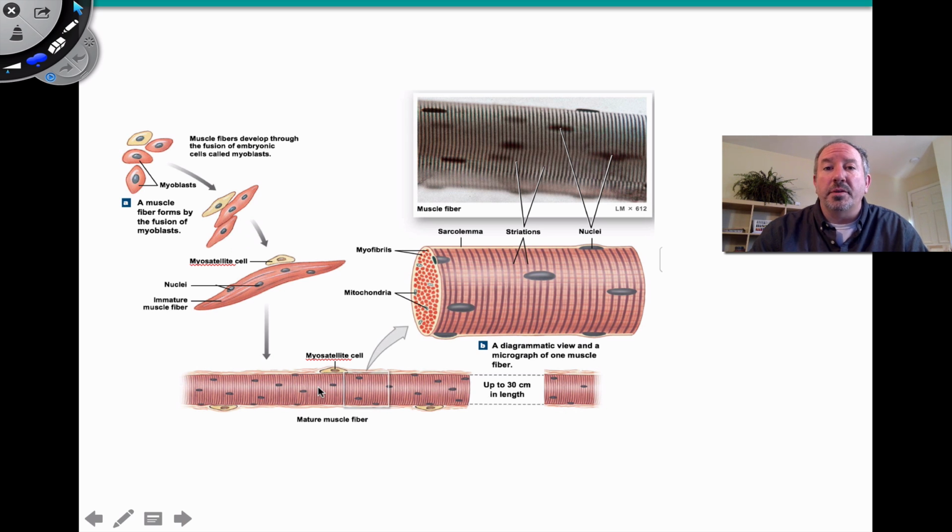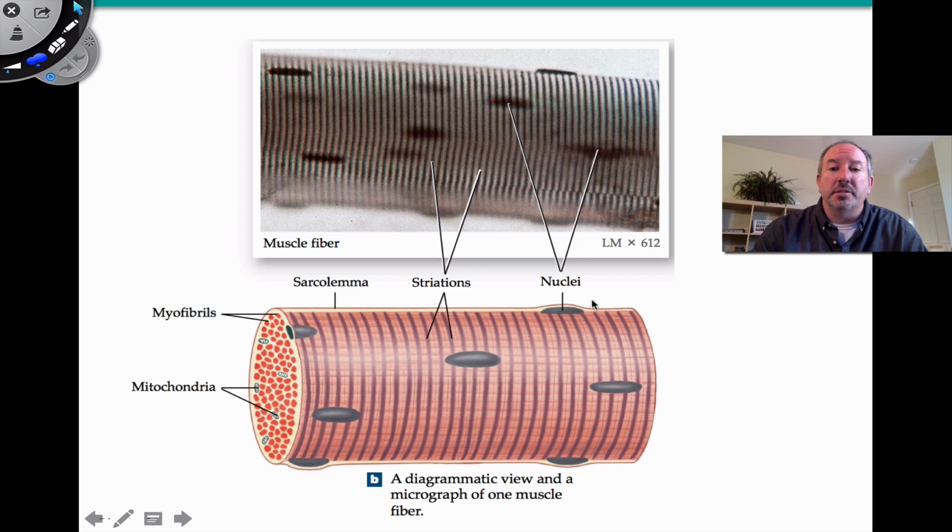You may know that the nucleus houses DNA, and therefore it codes for protein. And so it's useful to have all those nuclei in the cell. And this is a really cool close-up under the light microscope.